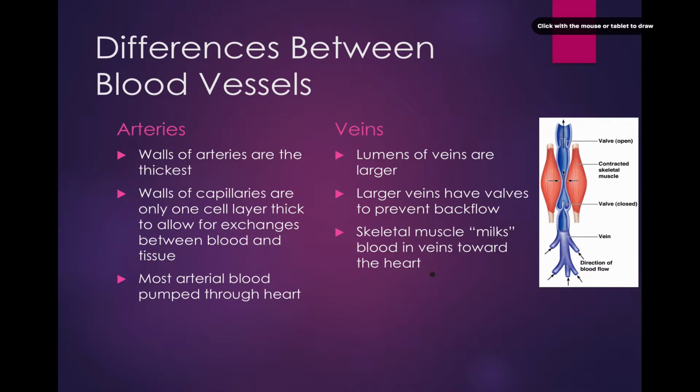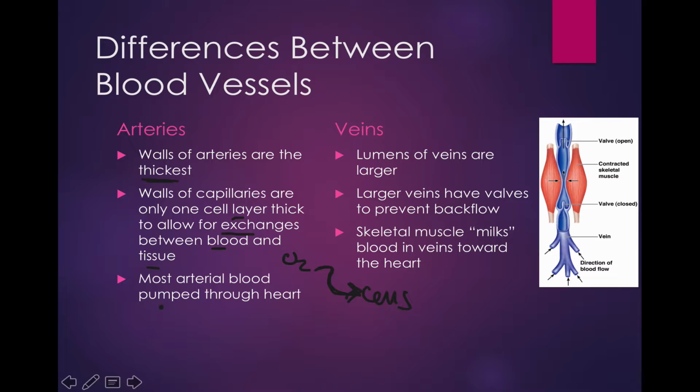So some major differences between arteries and veins is that arteries have really thick walls. There's a lot of pressure associated with the blood that's in an artery, so the walls of the arteries must be very thick. The walls of the capillaries are only one cell layer thick, which allows for exchanges between blood and tissue. This means that as oxygenated blood goes into the cells, having it be one layer thick allows for faster diffusion of oxygen into the cells.